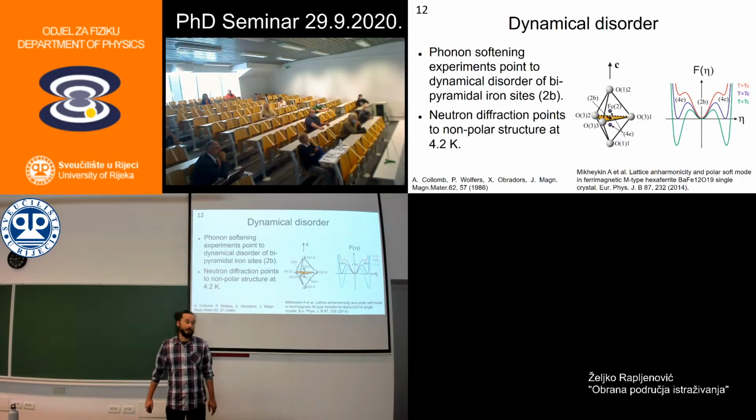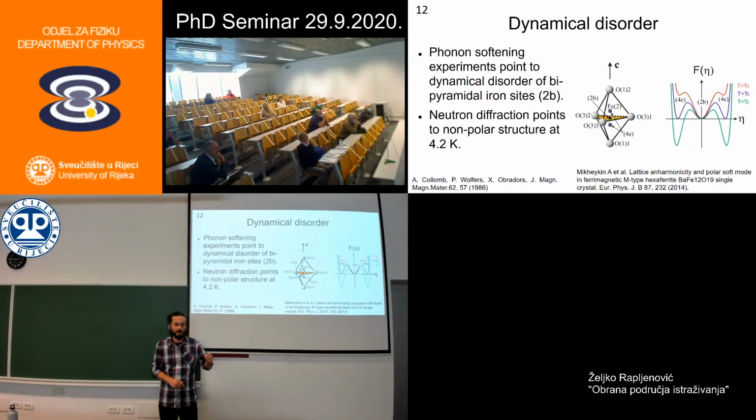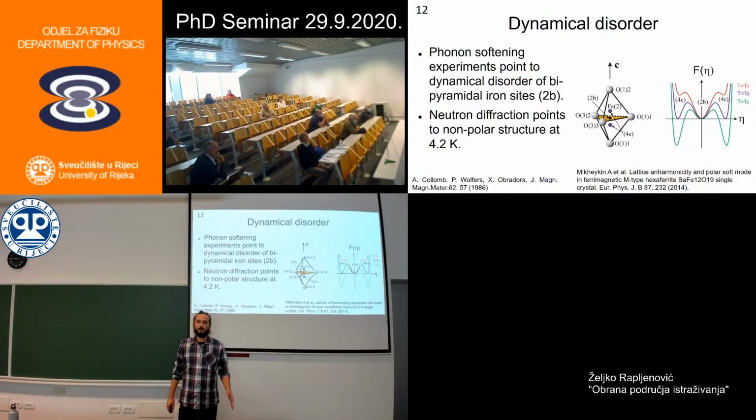So here it is again, the pyramidal iron site. There is a question whether the iron atom resides in this equatorial plane formed by these three oxygens, or whether it is off-centered to one of the apical oxygen atoms. This question is important because if it is located in this equatorial plane, then the structure is centrosymmetric and no permanent dipoles can exist. But if it is off-centered to one of the oxygens, then the structure is not centrosymmetric, it is polar, and we can have permanent dipoles forming.